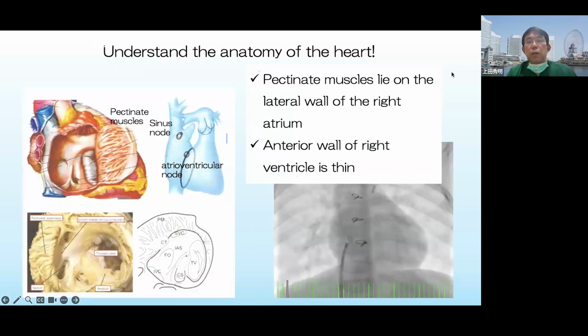And also, there are several points that we should be very careful about. The most famous place is the appendage of the upper side of the right atrium, and the most important thing is to understand where the outflow tracts are, because the wall of the ventricles is very thin. It's very easy to penetrate or perforate this area. We have to be very careful whenever we manipulate the catheters among these places.